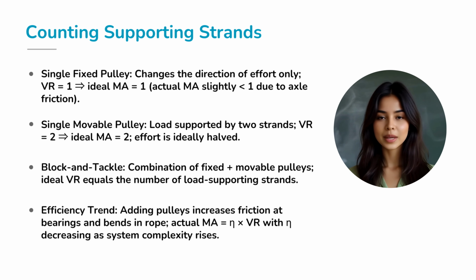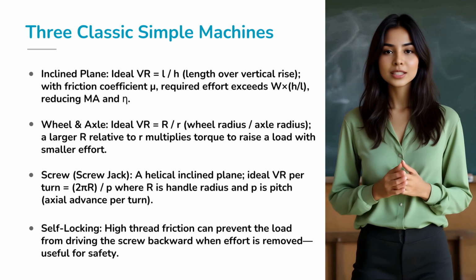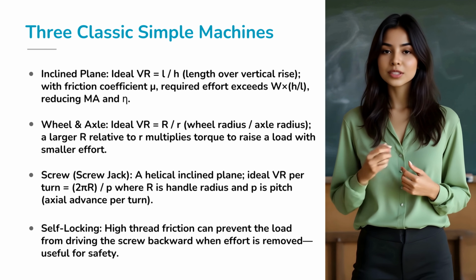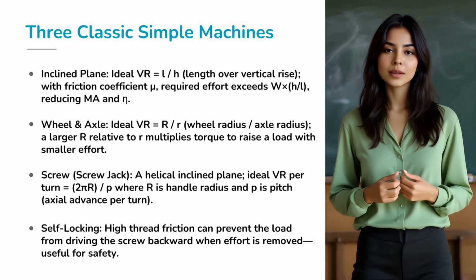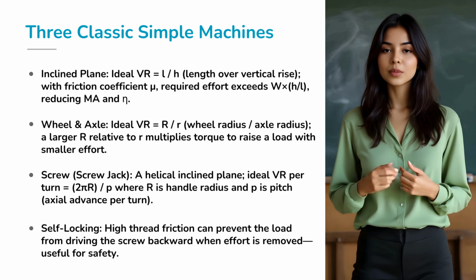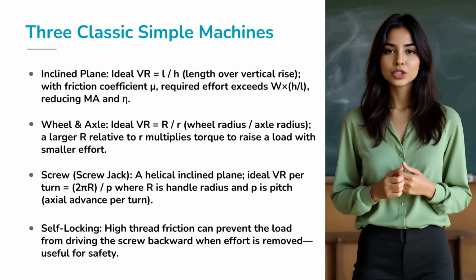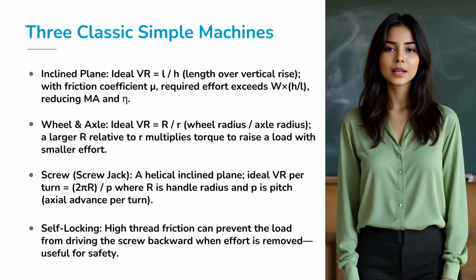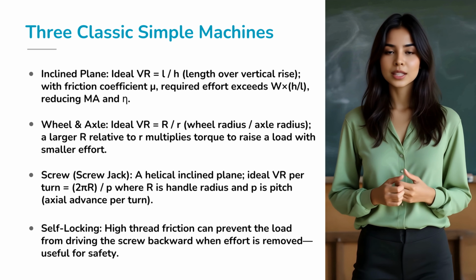This means the actual mechanical advantage is equal to the efficiency multiplied by the velocity ratio, with efficiency generally decreasing as the system becomes more complex. Think back to that suitcase and the ramp. That's an inclined plane. Ideally, the velocity ratio is L over h, spoken as length of the plane divided by the vertical rise. With friction present, say the coefficient is nu, the required effort exceeds weight times h by L, and the efficiency drops below the ideal.